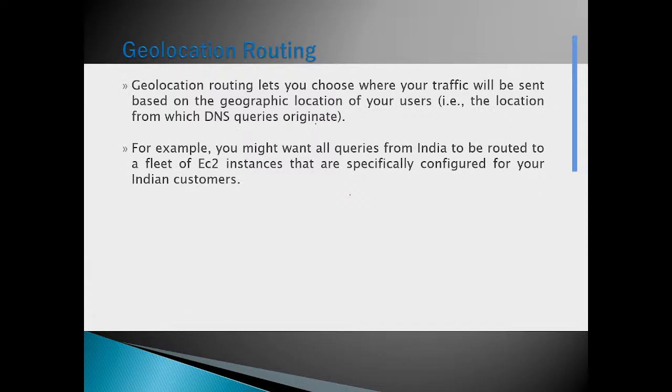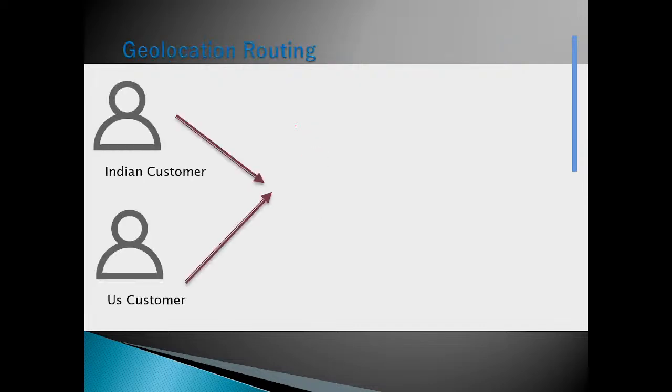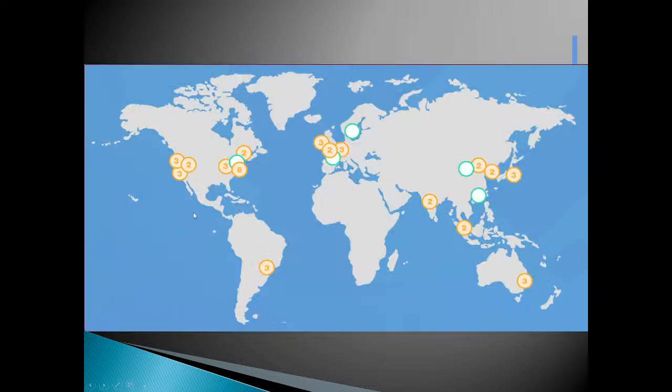It is geolocation routing. Okay. Now, what is geolocation routing? People get confused between geolocation and latency based routing. Latency based routing is basically the routing which has less latency, but geolocation means routing according to user location.